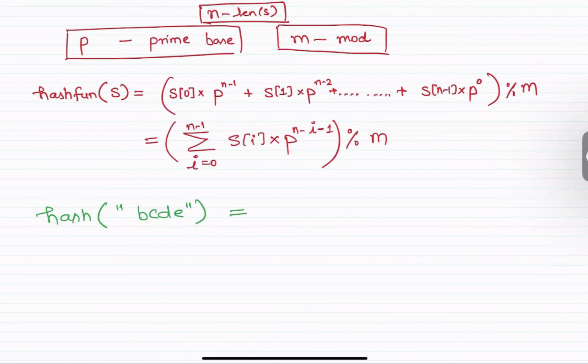BCDE. Can you compute with pen and paper the actual value of this string? Let's give some numbers. Let's keep the prime base as 29 only, and N you already know is 4. And mod we will keep 1e9 plus 7, but you will not need to do mod because the string I have given is small and will not overflow. So ideally you will not have to do mod.